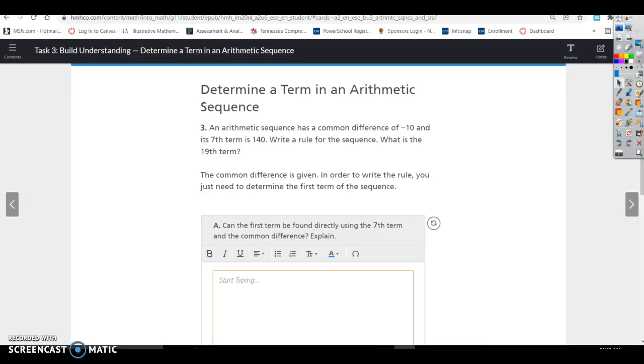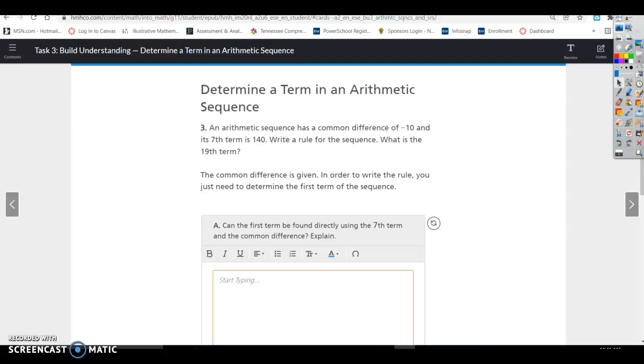Lesson 13.2, Task 3. Determine a term in an arithmetic sequence. An arithmetic sequence has a common difference of -10 and a seventh term of 140. Write a rule for the sequence. What is the 19th term?